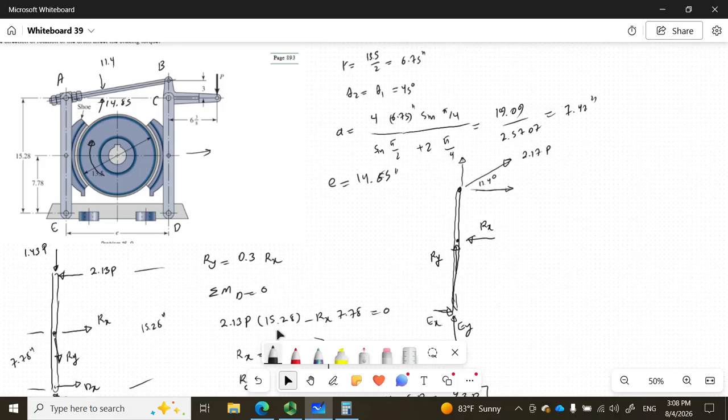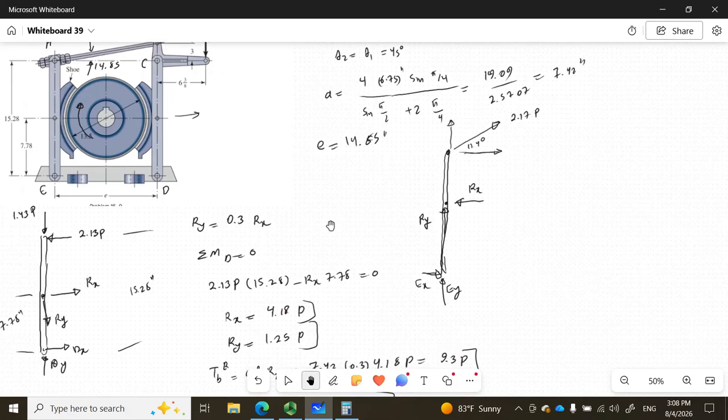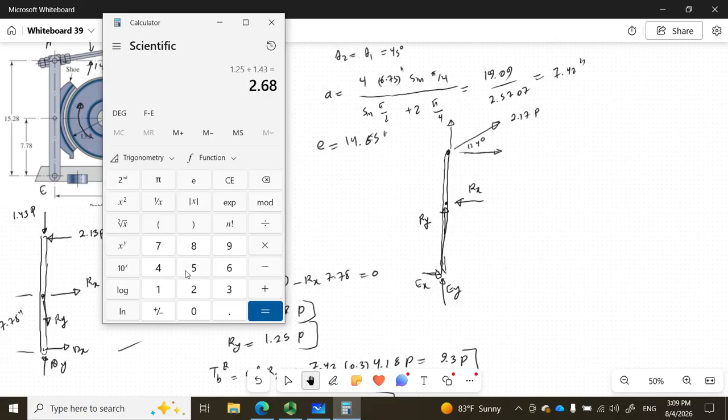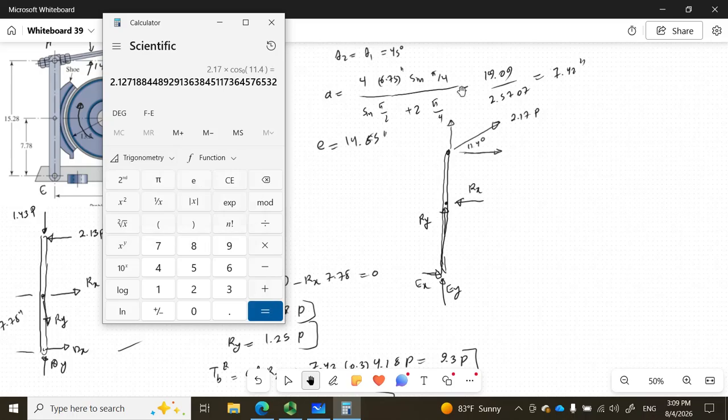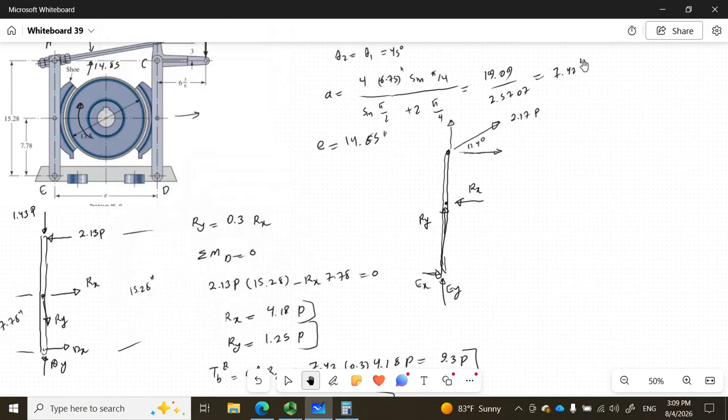Alright, so this is what you need. Okay, so this horizontal force is going to be 2.17 times cosine of 11.4. 2.17 times cosine of 11.4, so 2.13. This guy is 2.13 P.